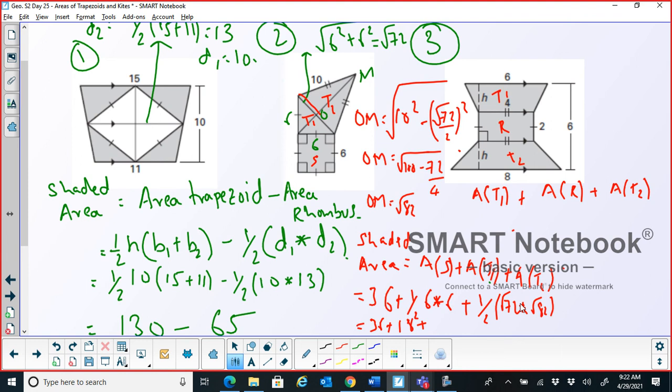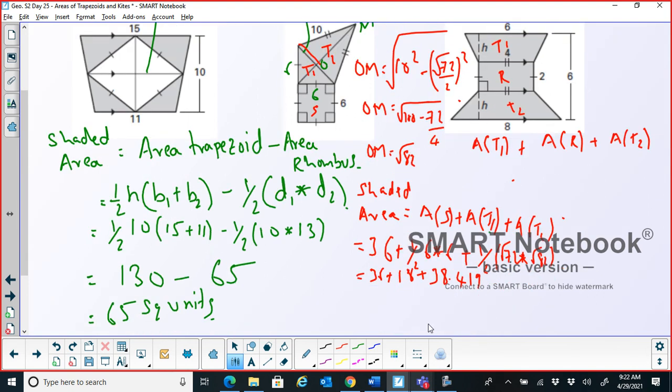38.419. I'm just keeping up to third decimal. So this is 38.419. And then we can add 18 and 36 to it. Plus 18 plus 36, which gives us 92.419. That will be the area of this particular shaded region. Let's try the last one.